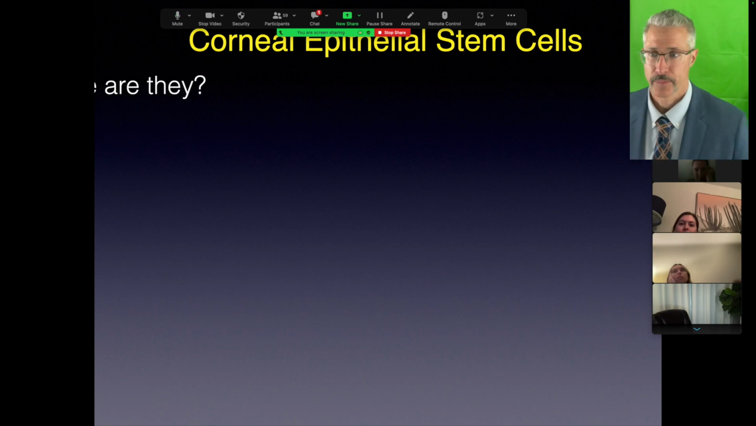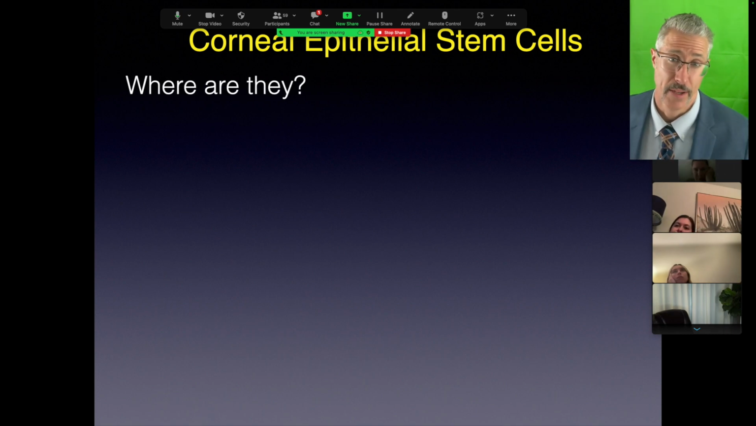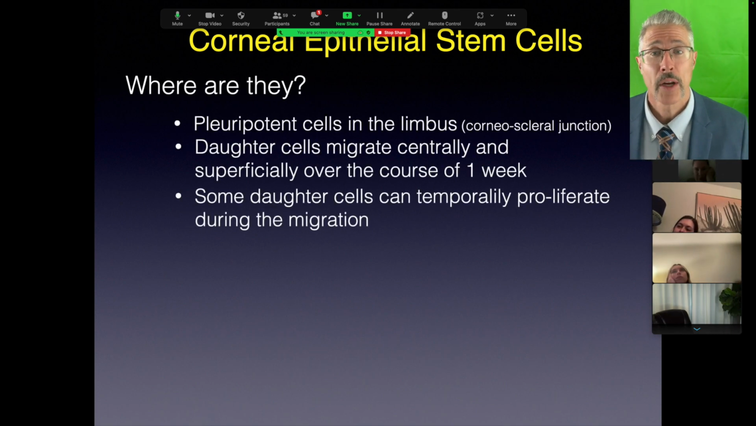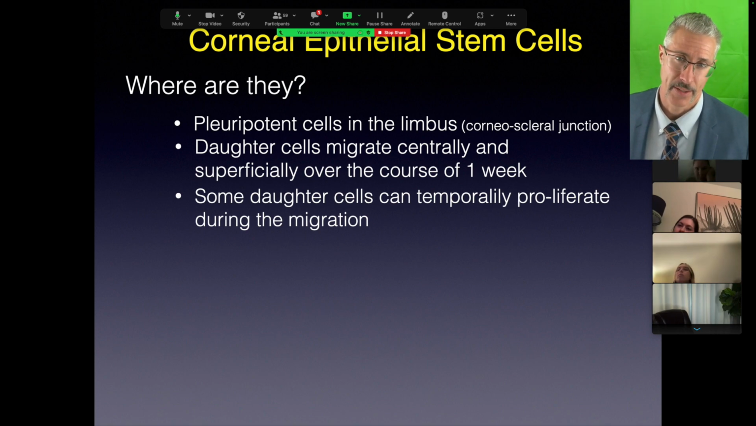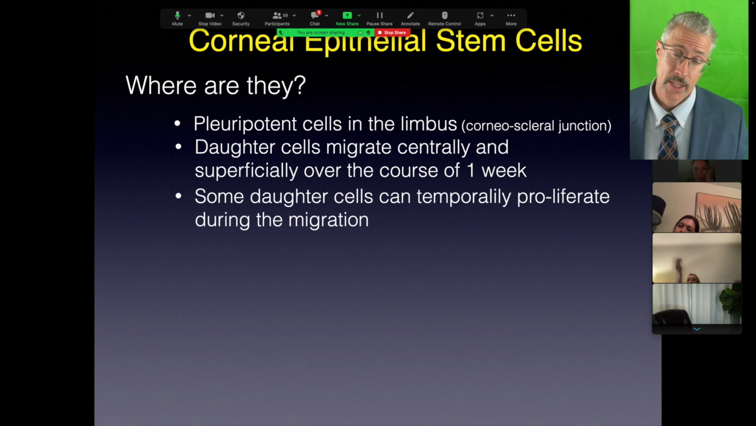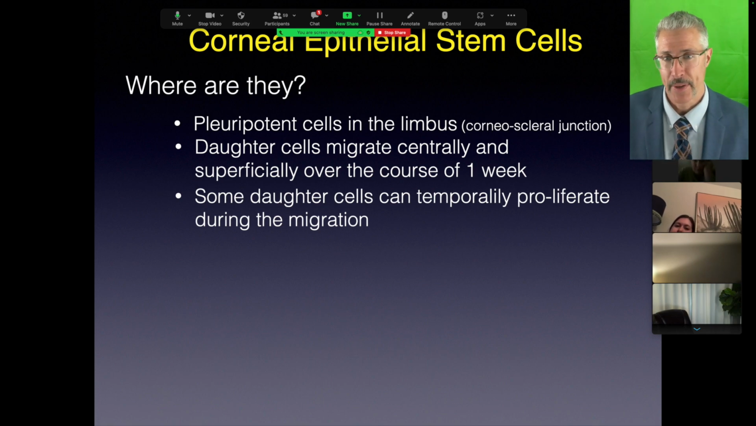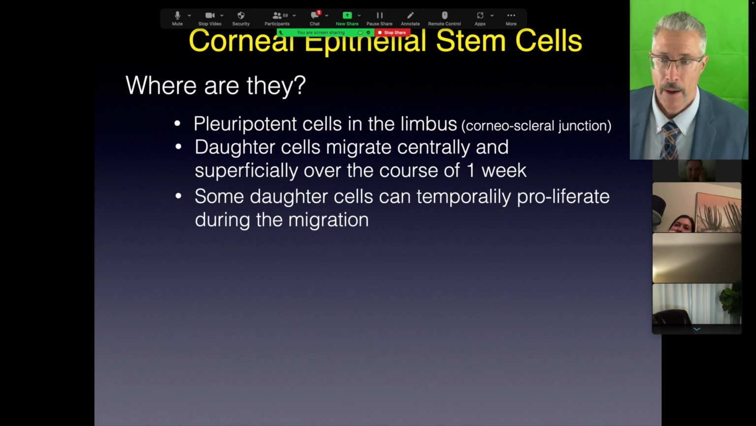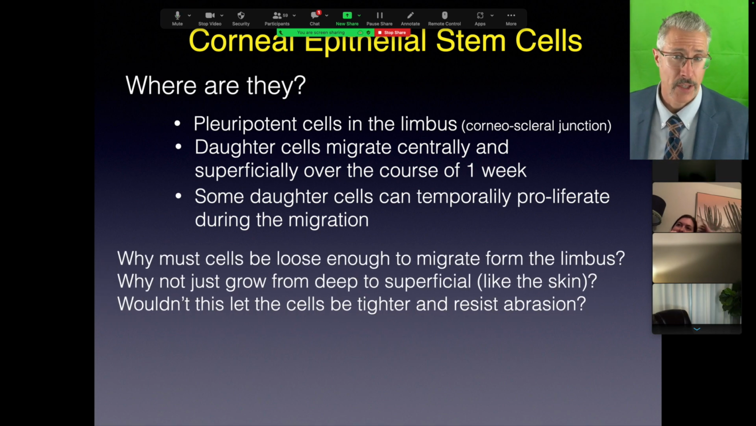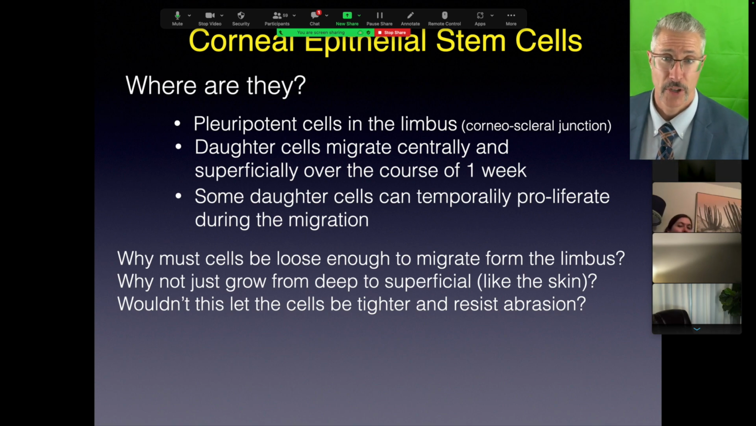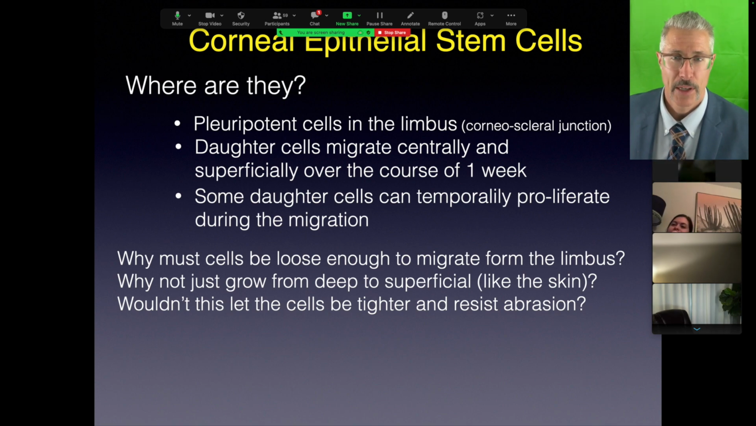Okay, here we go. So where are the stem cells? We all know that these are pluripotent cells that live in the limbus at the corneoscleral junction, the palisades of Vogt. Their daughter cells can migrate across the cornea. Some of them retain a little bit of regenerative capability as they go, which is why epi ingrowth can fatten out and get these cystic structures. Usually the growth takes a week to get to the center, and then the replacements come and they are pushed off and they shed.